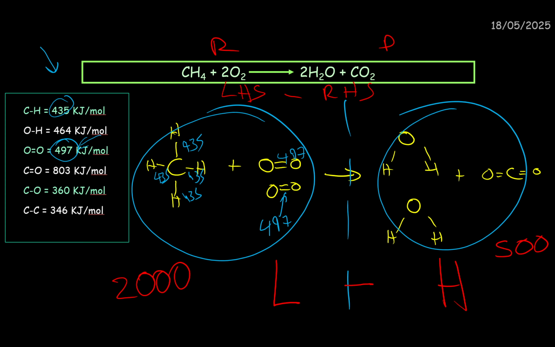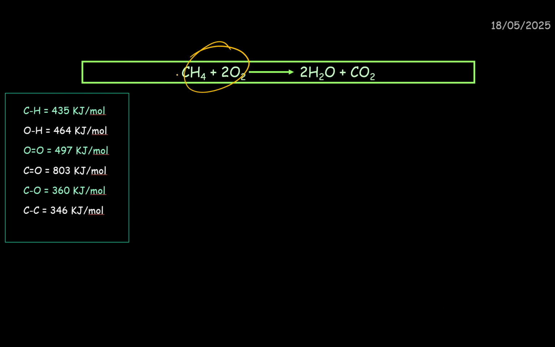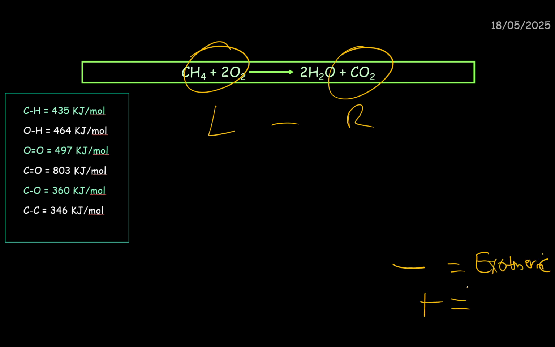So look, bond energies is easy. Calculate a total number for the left, and then the right, and then you're going to do the left minus the right. If your answer is negative, that means it's exothermic. If it's a positive, it's what, David? Endothermic.